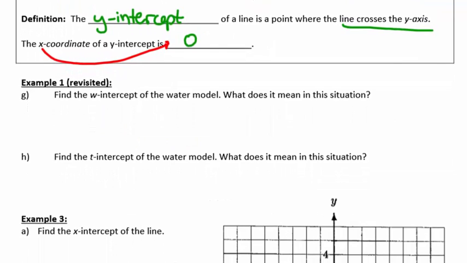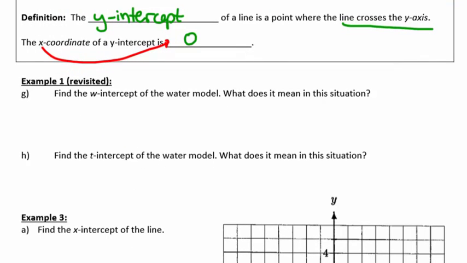Alright, let's look back at that first example. Find the w-intercept of the water model. What does that mean in this situation? So if I'm looking for a w-intercept, remember the two variables in this example were w and t. A w-intercept is going to have t equals 0. At the same time, let's go ahead and look for the t-intercept. The t-intercept is going to have w equals 0.